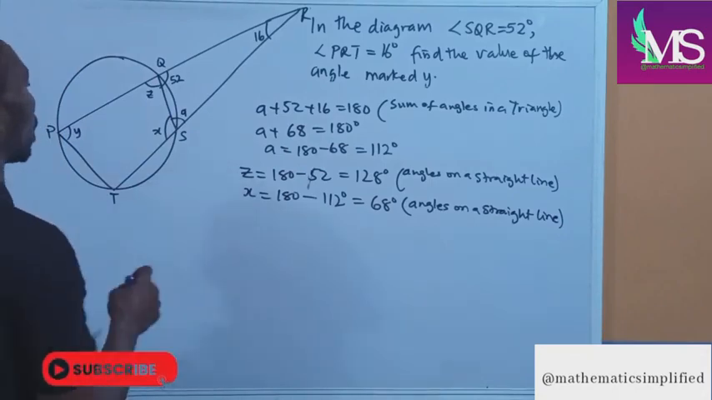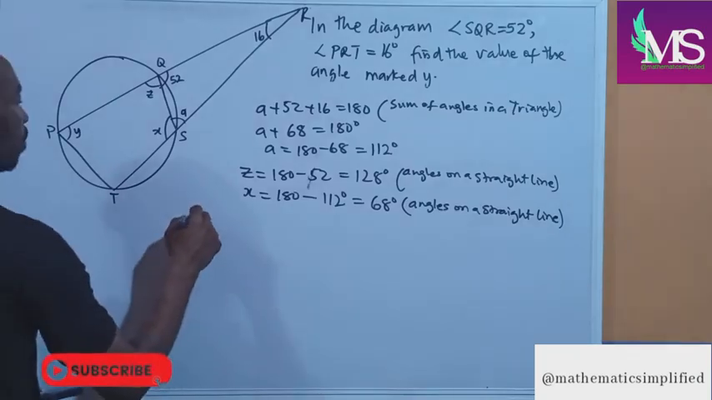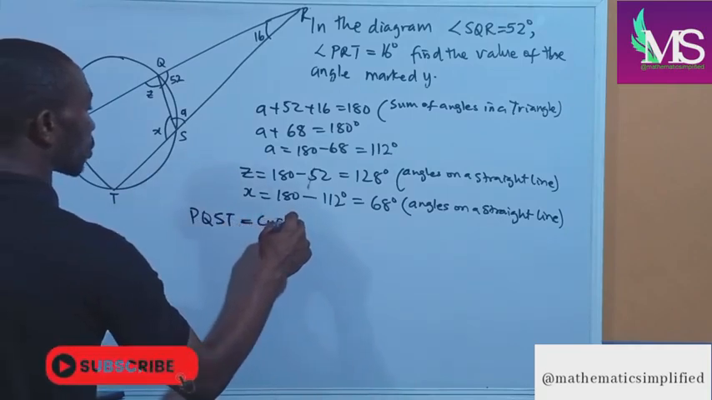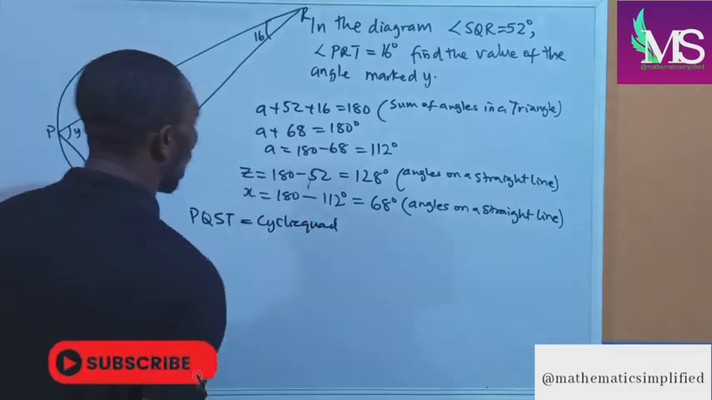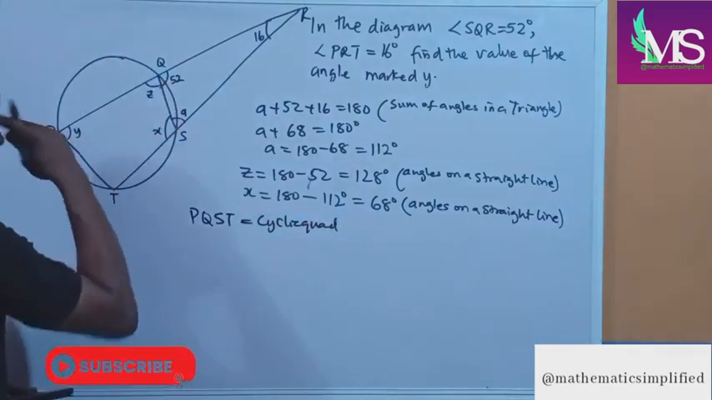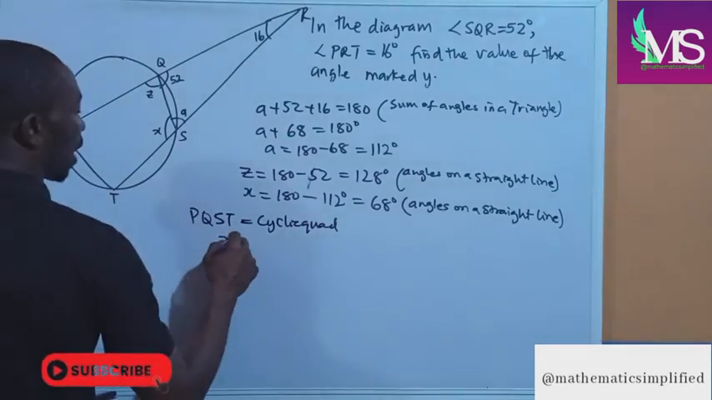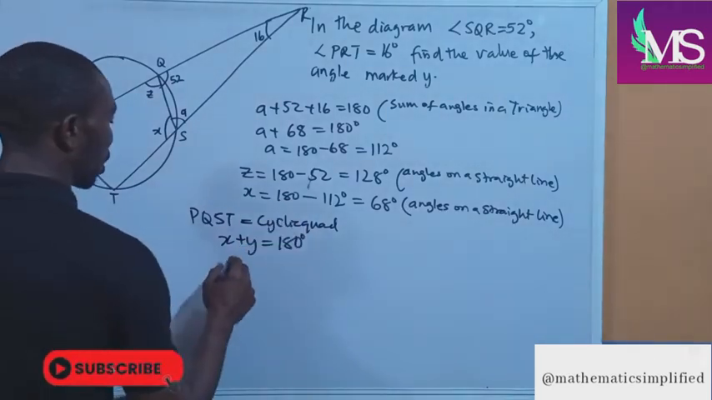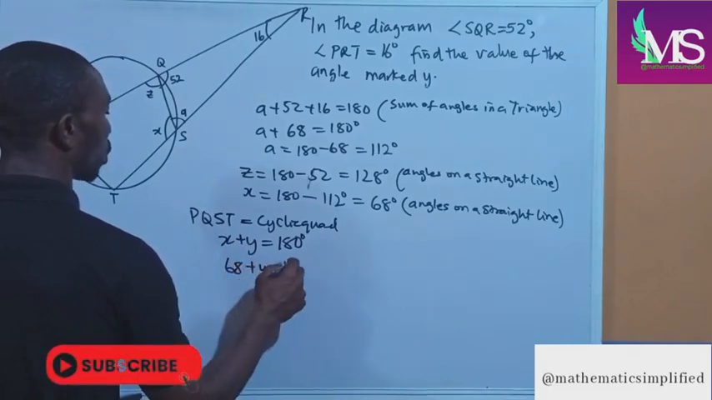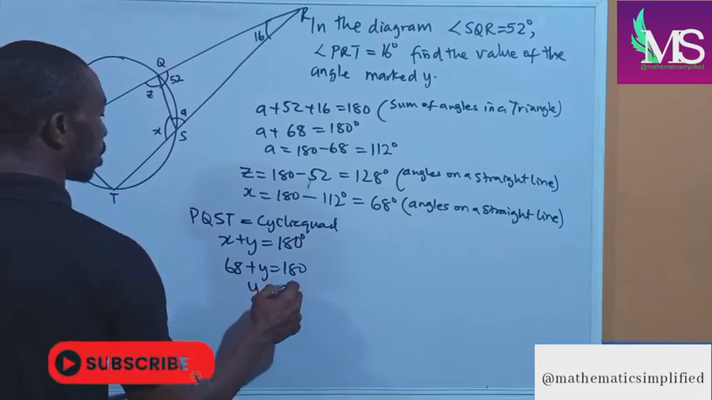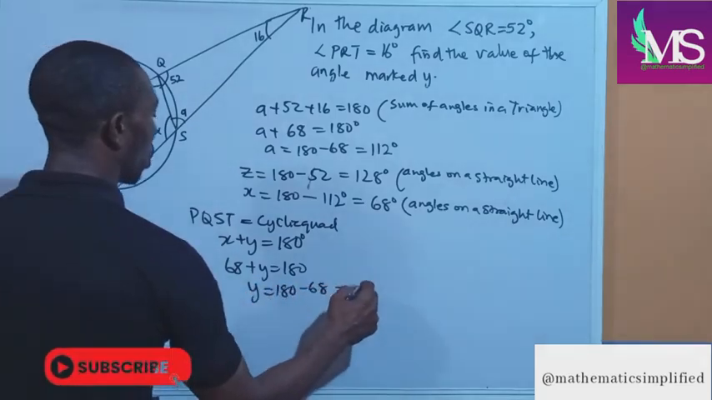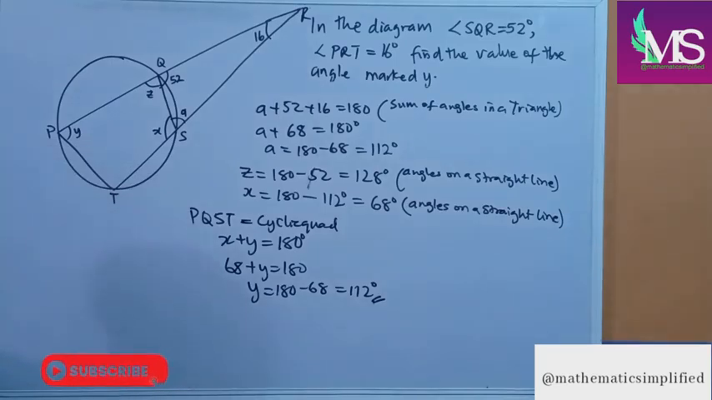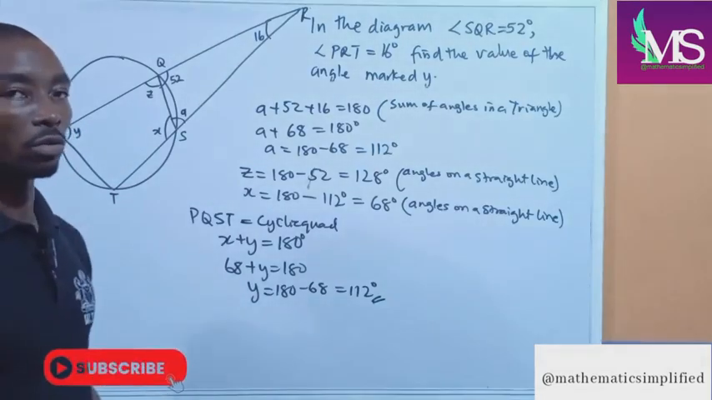But now in a cyclic quadrilateral, PQST equals cyclic quadrilateral. Okay, and in a cyclic quadrilateral, opposite angles are supplementary. That means x plus y equals 180 degrees. So if x is 68 degrees, plus y equals 180, then y equals 180 minus 68, which will give us 112 degrees. So the value of y in this diagram is 112 degrees.